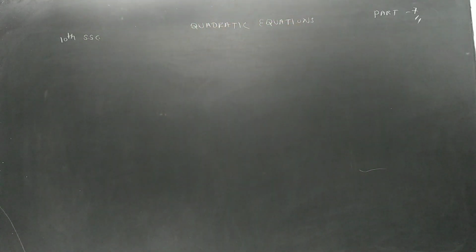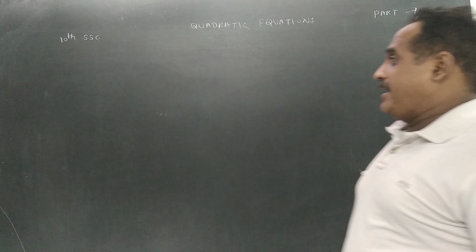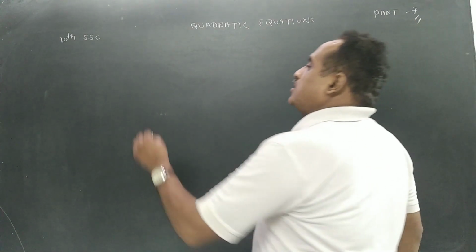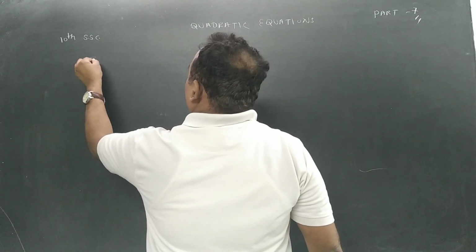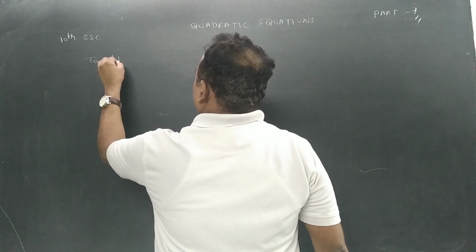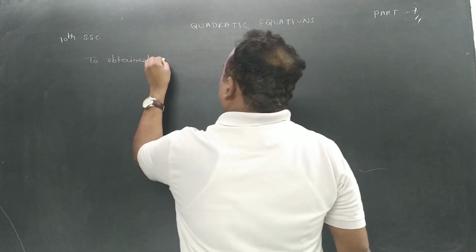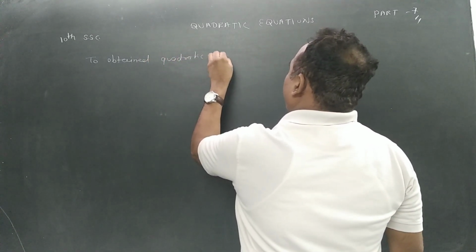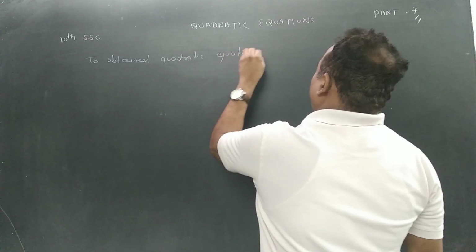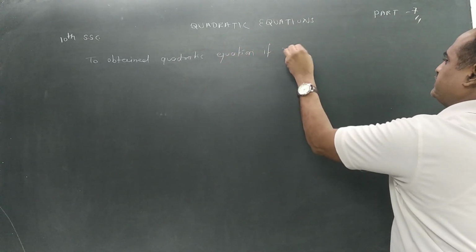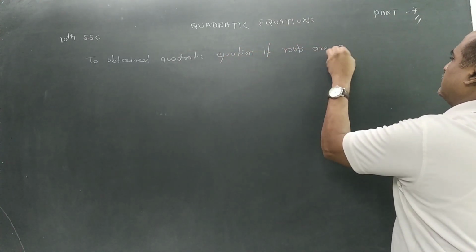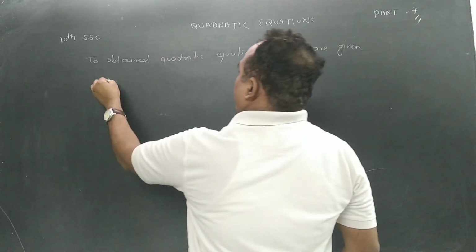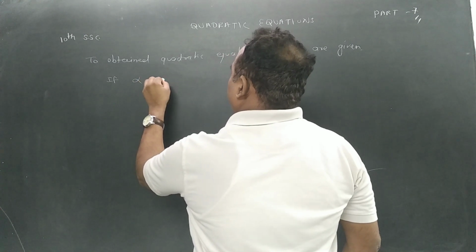Now students, we are on the seventh part of quadratic equation. Now, to obtain a quadratic equation, if roots are given, if alpha and beta are roots.